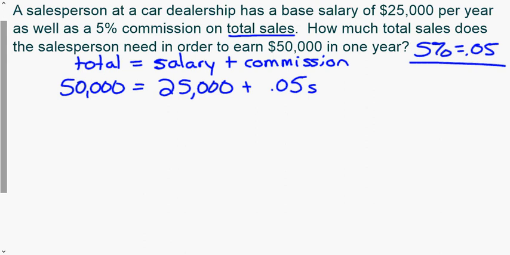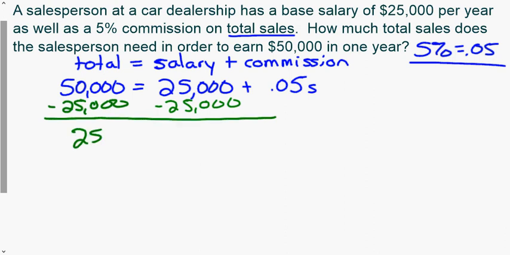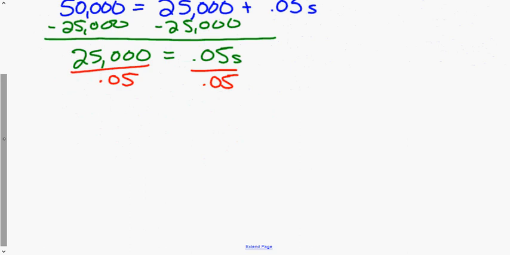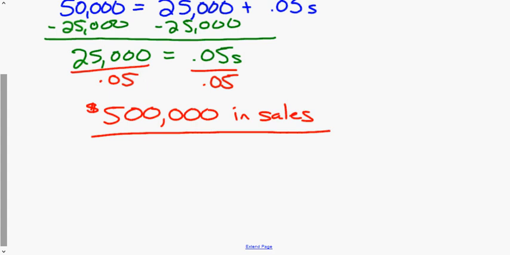All right, and the same thing, we're going to solve just like we have been. We're going to subtract the 25,000, and that's because it does not have the variable attached to it, because we're trying to get the variable by itself. So basically we're saying that they made 25,000 in commission, and then we're going to divide by the coefficient to get S by itself, and we find that S is 500,000 in sales. Again, a word problem has a word answer.